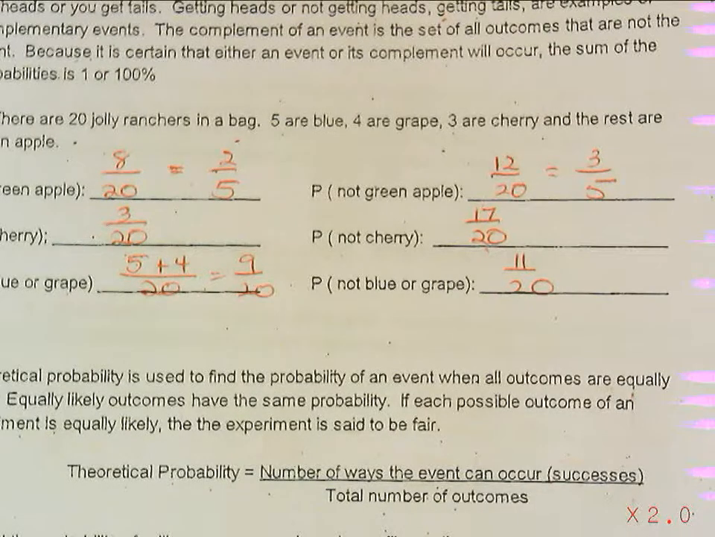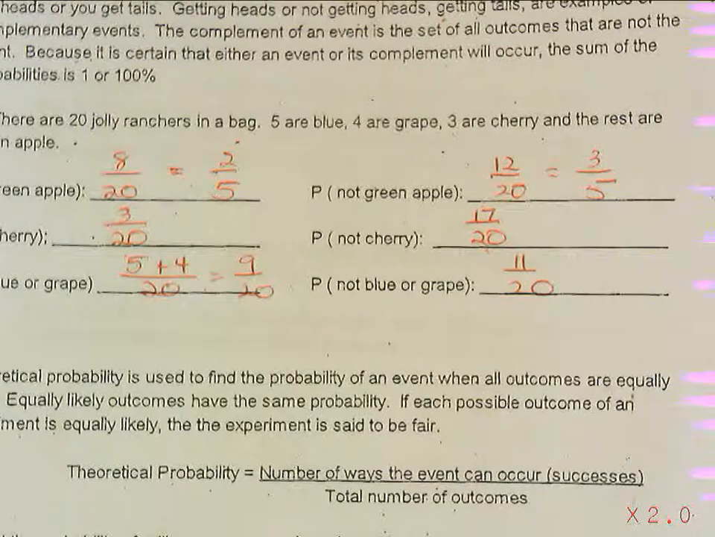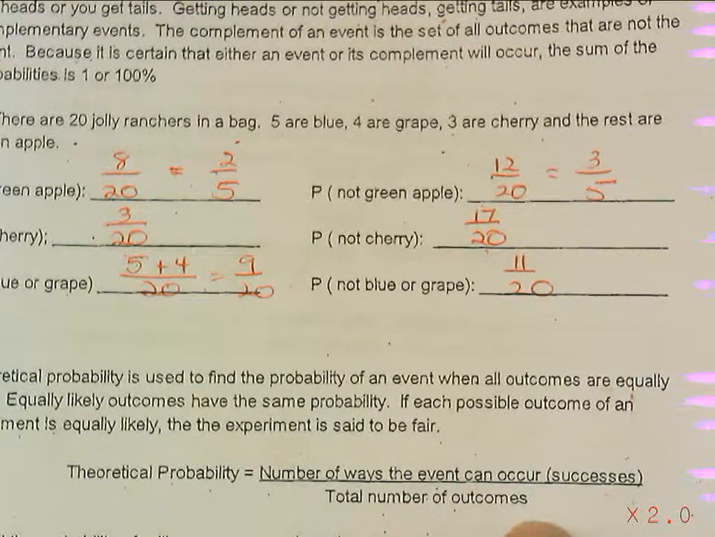We just base the theoretical probability on actual math. So it doesn't mean we actually rolled the dice, but we would know the probability based upon using math. Now, theoretical probability is the number of ways an event can occur, or successes, over total number of outcomes.